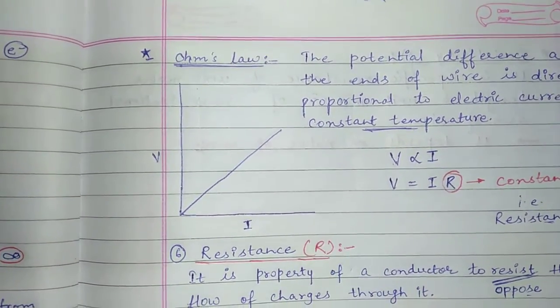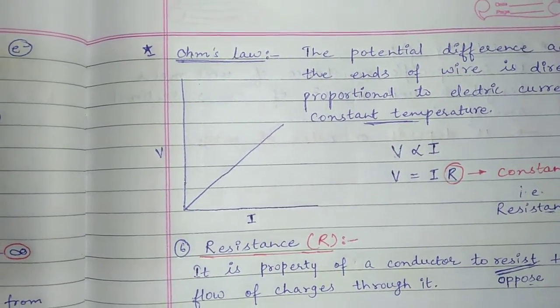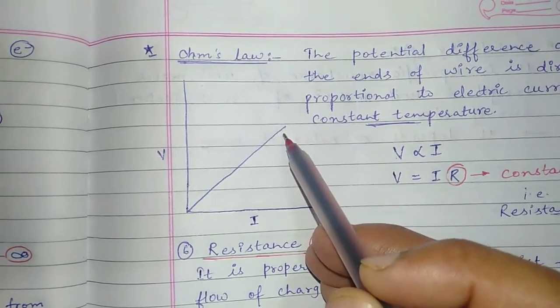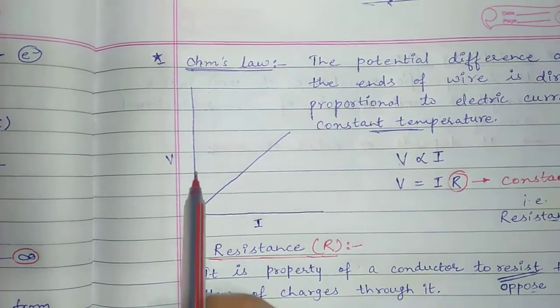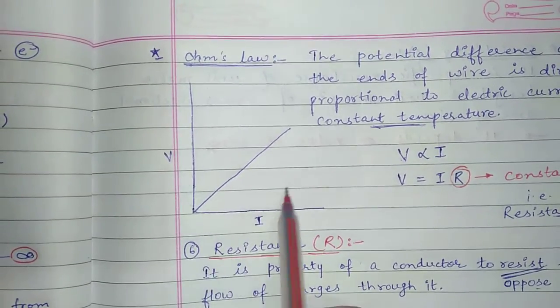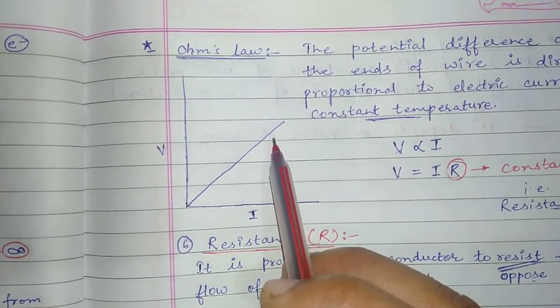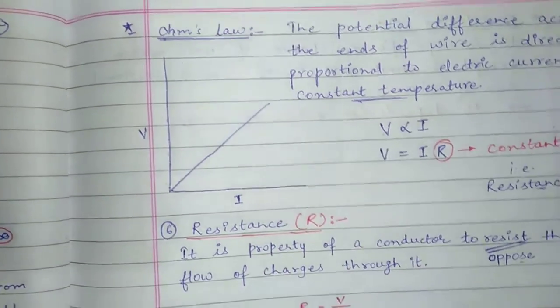Yes, students, one more thing. If we draw a graph between the potential difference and the electric current, we'll get a straight line. It means that as we increase the potential difference, the electric current also increases. So because of that we get a straight line in this graph.